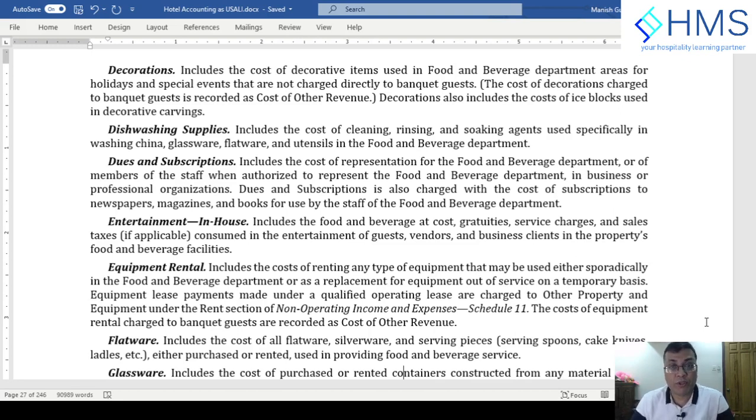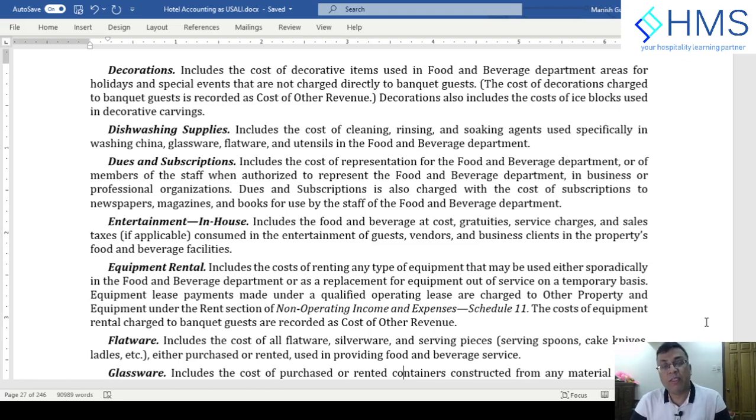Then you have dishwashing supplies. Dishwashing supplies is usually for cleaning, rinsing, soaking agents, chemicals, brooms, and washing the other things, for cleaning chinaware, glassware, flatware and utensils in the F&B department, either in the service or for the kitchen. So any dishwashing supply, whether it's chemical or equipment, will be going to this line.